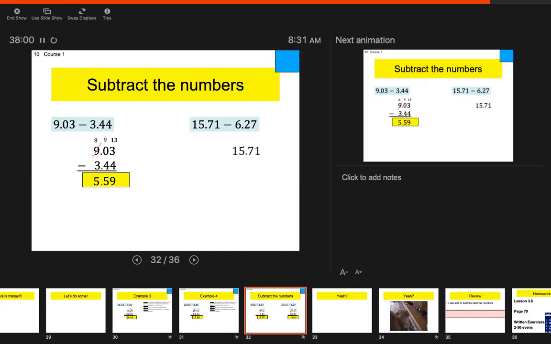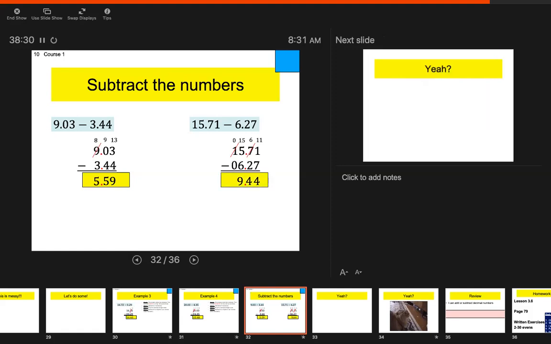Second one, first one goes on top, second one goes on the bottom. Line up decimal places. Add zeros if necessary. Drop down the decimal place. 7 from 1 you can't do. Borrow from the other 7 on the top. That becomes a 6, and the 1 becomes an 11. 7 from 11 is 4. 2 from 6 is a 4. 6 from 5 we can't do, so we borrow from the 1. That becomes a 0. The 5 becomes a 15. And 6 from 15 is a 9. 9 and 44 hundredths. Yes?